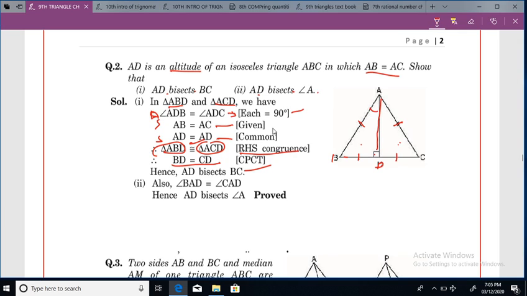So for the congruent triangles, these two angles are equal. So we write BAD equal to CAD. So if these two triangles are congruent, we say that AD bisects angle A. So AD bisects angle A. Okay.